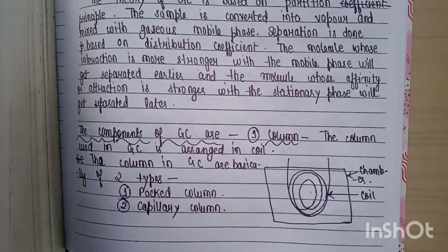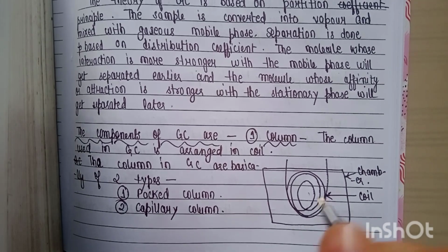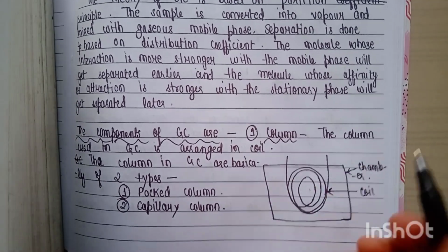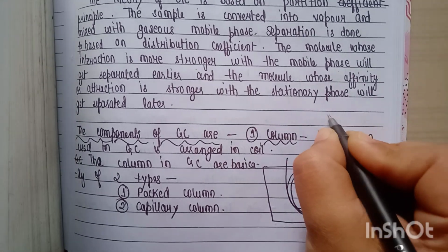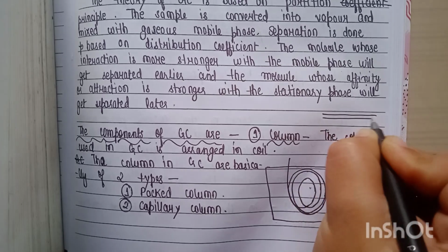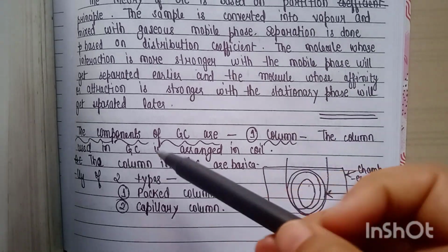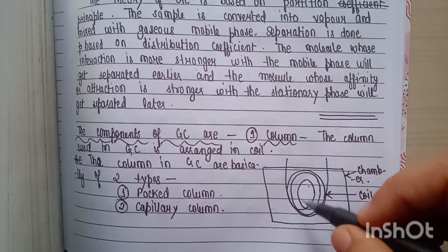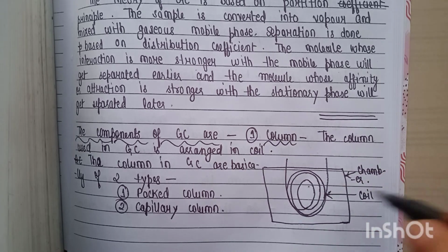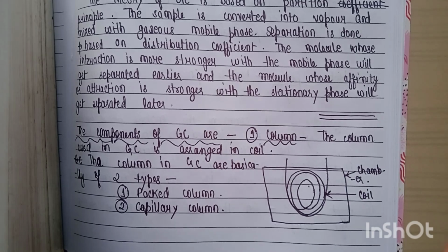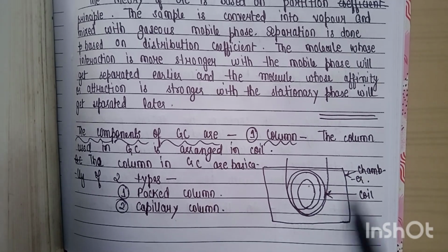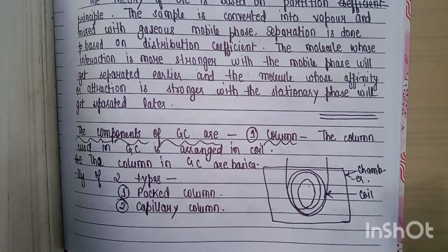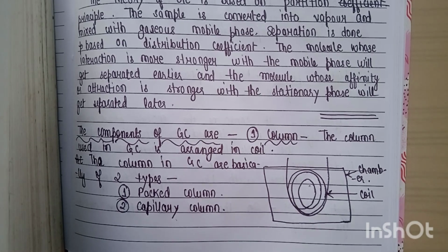Now coming to the components of GC, the first component of GC is the column. This is the column. And the column used in GC is arranged in coil. The coils in GC are basically of two types, packed column and capillary column. The coil is placed inside a chamber to maintain a uniform temperature.